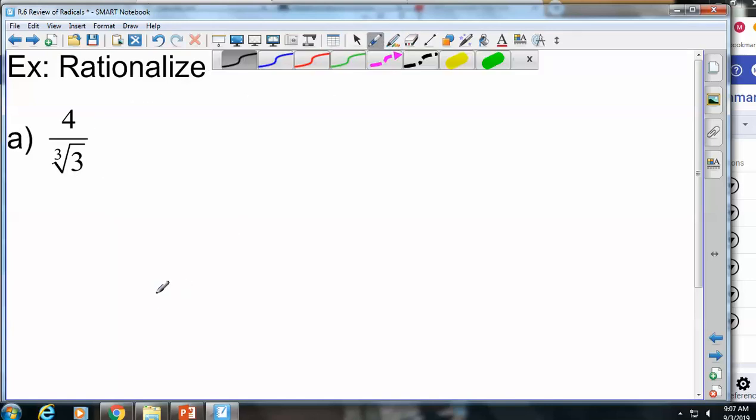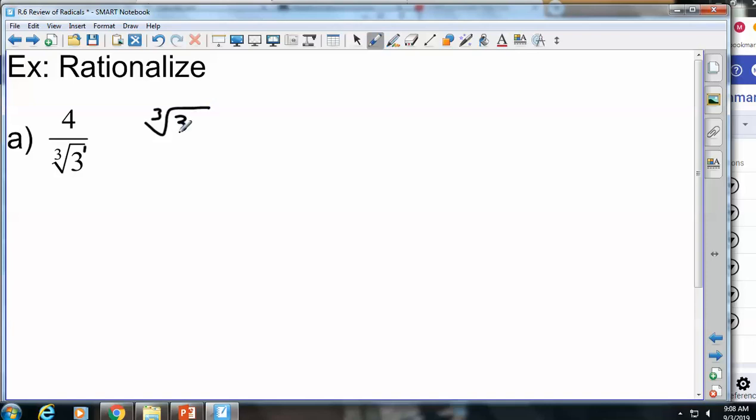Okay, there are a couple options. We could think of this as I have 1 3. In order to cancel my radical, you need 3 of them. So how many more do I need? 2. And so I could say, all right, I'm going to multiply by the cube root of 3 squared on top and bottom.